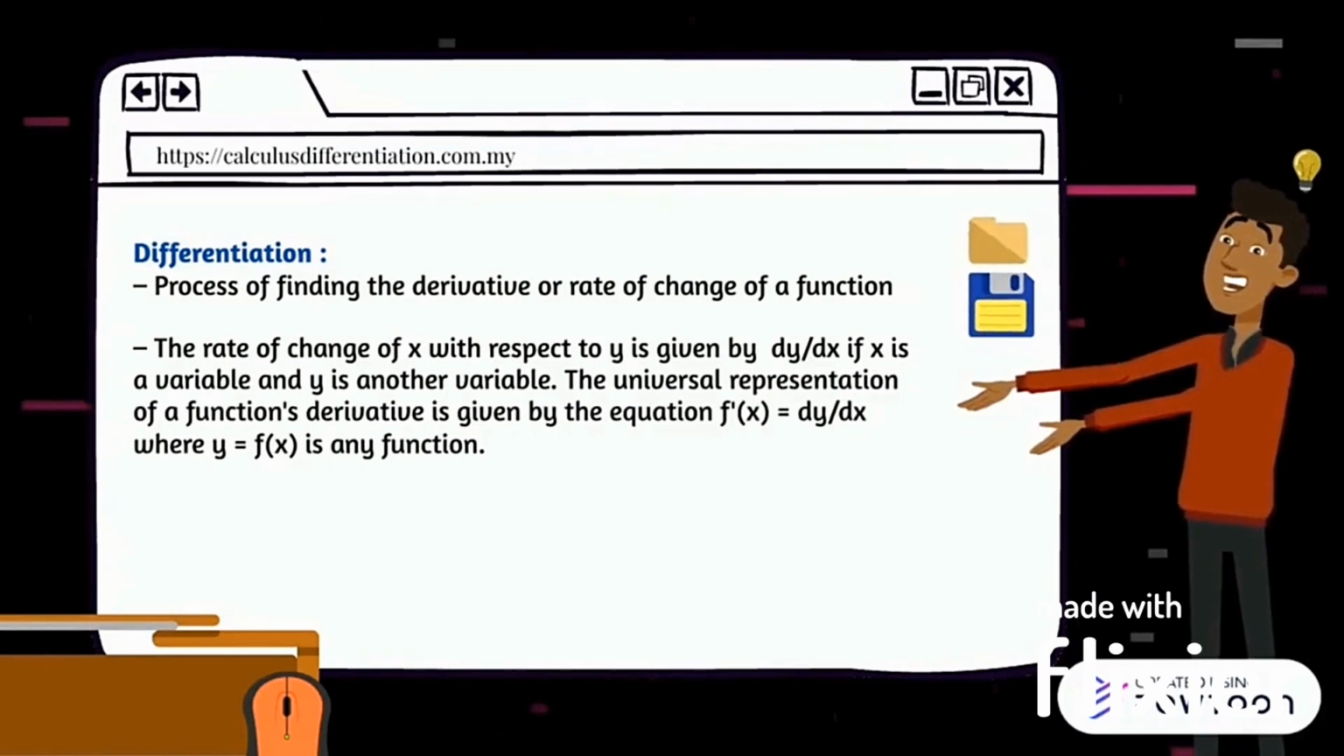The rate of change of y with respect to x is given by dy/dx if x is a variable and y is another variable. The universal representation of a function's derivative is given by the equation f'(x) = dy/dx, where y = f(x) is any function.